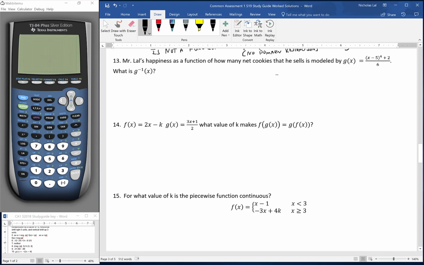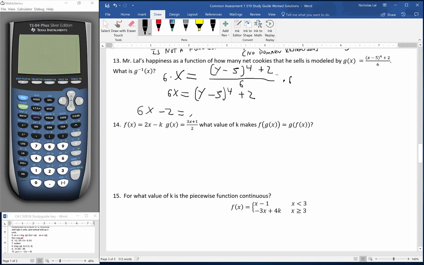So to find the inverse, we need to switch x and y. So replace g of x with x. X is equal to y minus 5 to the fourth power plus 2, all over 6. Now I try to isolate my y term. So multiply each side by 6. 6x is equal to y minus 5 to the fourth power plus 2. Subtract 2. 6x minus 2 is equal to y minus 5 to the fourth power.